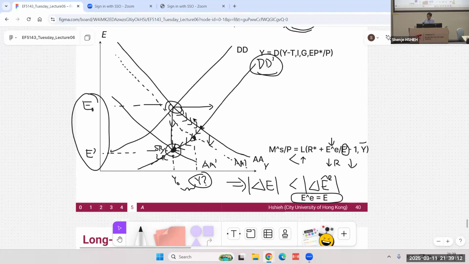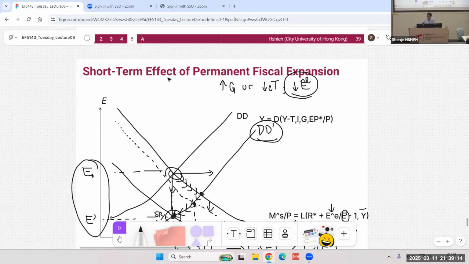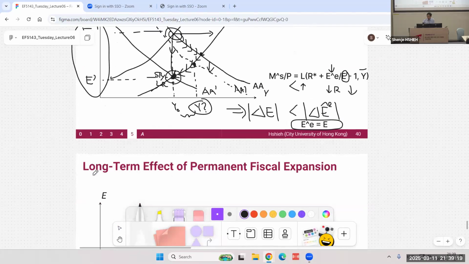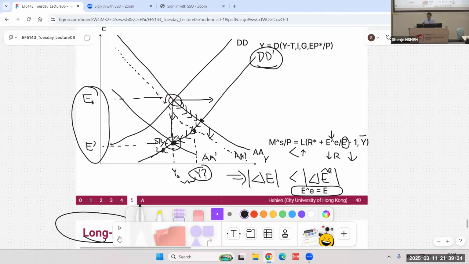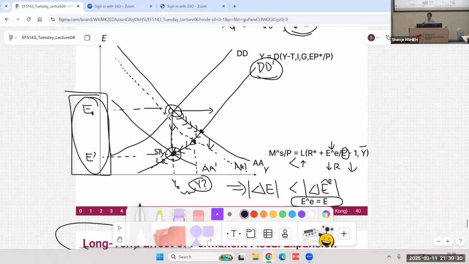Make sense? So in this graph, short-term effect on permanent fiscal expansion, I'm combining both short-term and long-term now, because if you do anything like this in this special case, you will get nothing. All you get is a stronger currency. And based on this arrangement, Q has changed, right? Delta Q is not equal to zero for sure. So PPP fails in both the short term and the long term for fiscal expansion or fiscal policy in general.